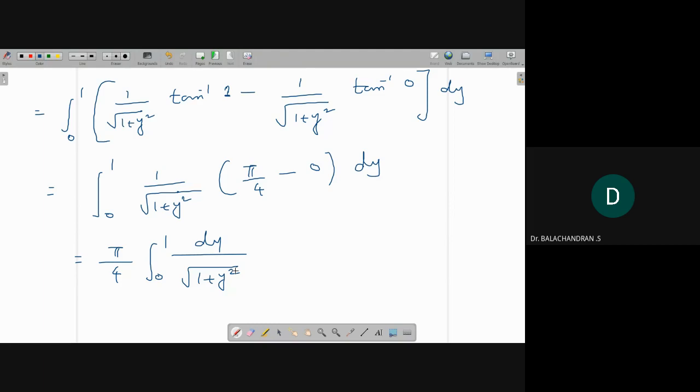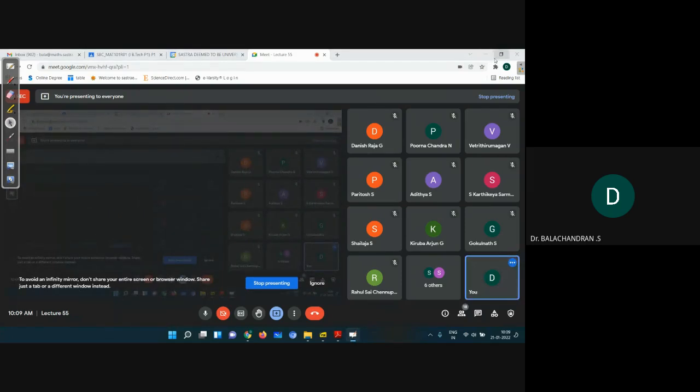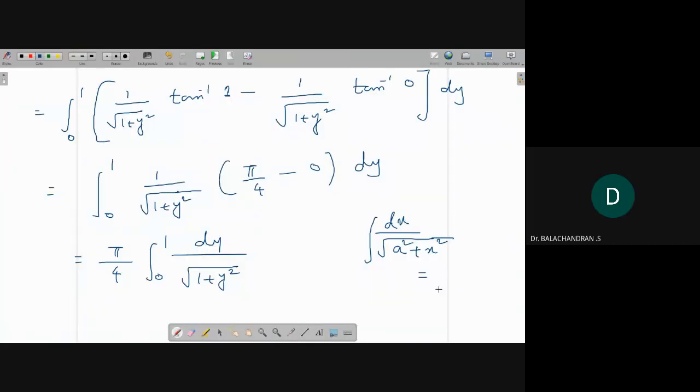Again, you should know the formula from plus 1 plus 2 level. Dx by root of a square plus x square equal to what? Please tell. Log of mod x plus under root x square plus a square. Very good, Paritosh. So log of x plus root of x square plus a square.